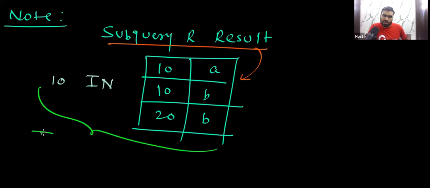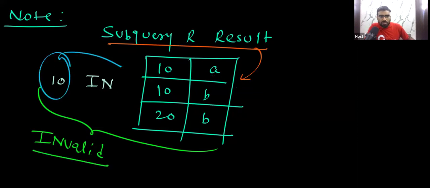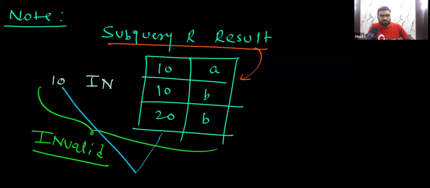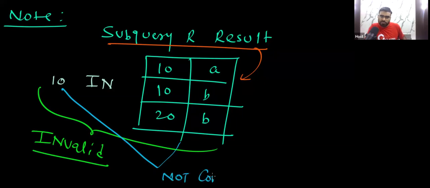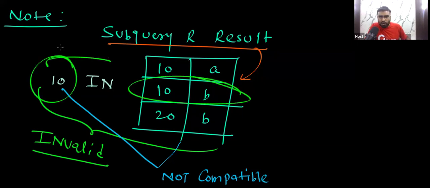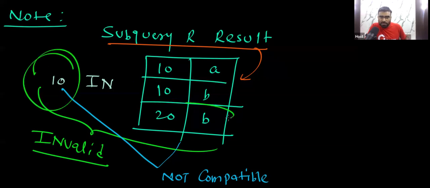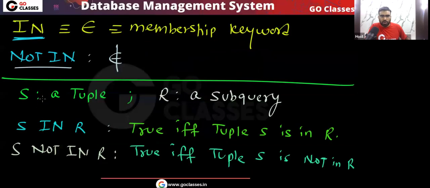This is invalid. It is invalid because, as I told you, this tuple should belong, not this value. This tuple should be here. They are not compatible. Yes or no? These two things are not compatible. Is this clear? Please tell me. So remember, very simple: this tuple must belong here. Okay, I hope this is clear.